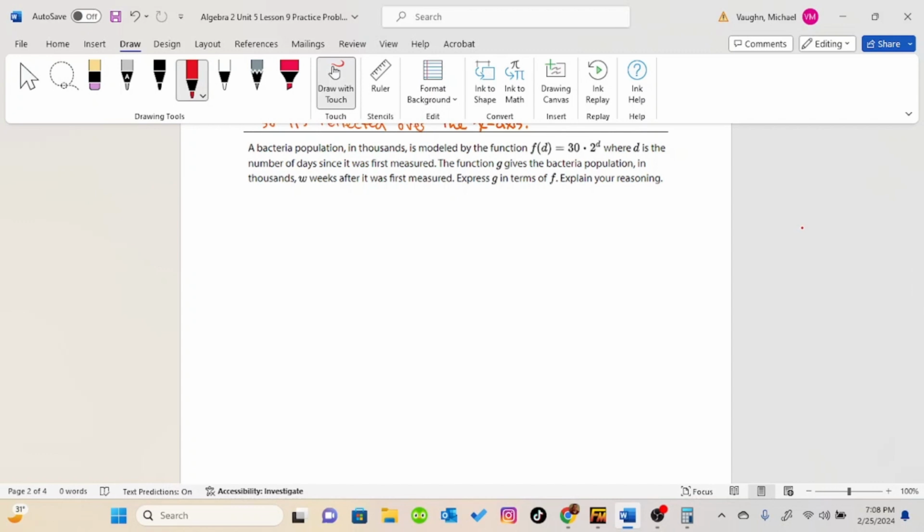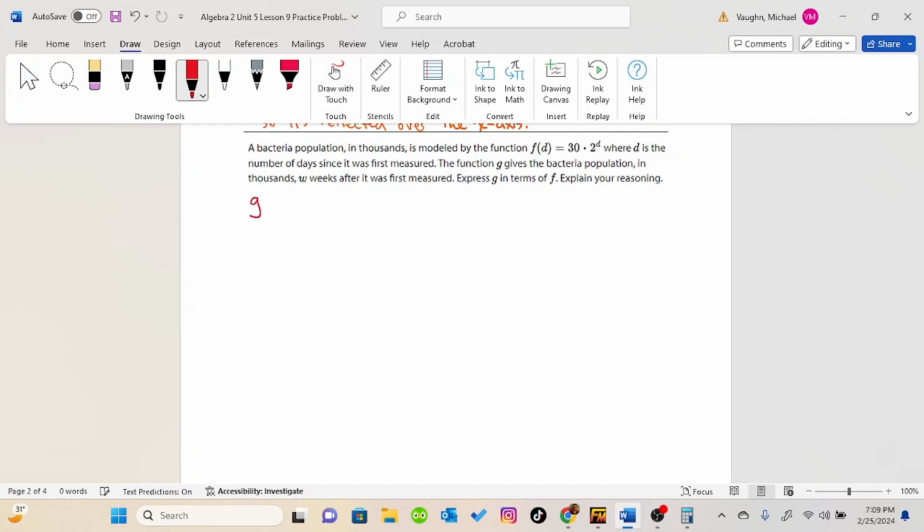A bacteria population in thousands is modeled by the function f of d equals 30 times 2 to the power of d, where d is the number of days since it was first measured. The function g gives the bacteria population in thousands w weeks after it was first measured. Express g in terms of f. Explain your reasoning. So there are two ways that we could express this.